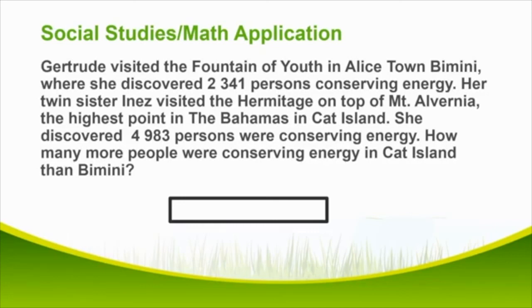She discovered 4,983 persons were conserving energy. How many more people were conserving energy in Cat Island than Bimini? Let's go, students. I know you can work this problem out. 2,642. Your answer is correct. Good job, students.